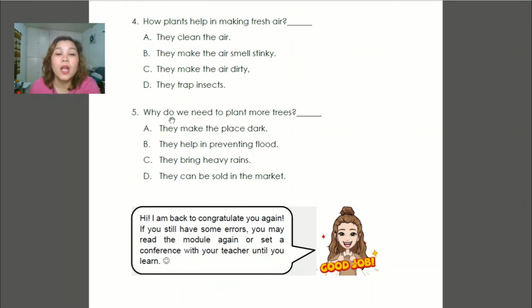Number 5, why do we need to plant more trees? A, they make the place dark. B, they help in preventing flood. C, they bring heavy rains. D, they can be sold in the market.